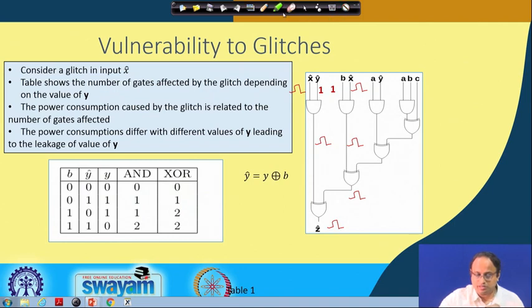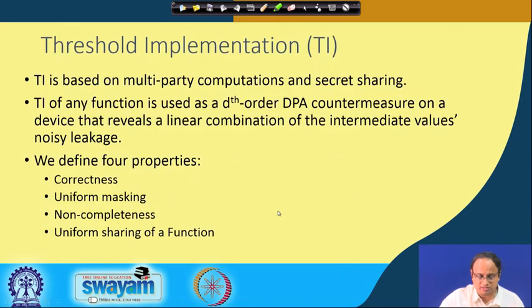And this is important to understand, because as we will see subsequently, we will be using this fact and keeping it in mind. We will try to construct a better design, which is called TI or threshold implementations.